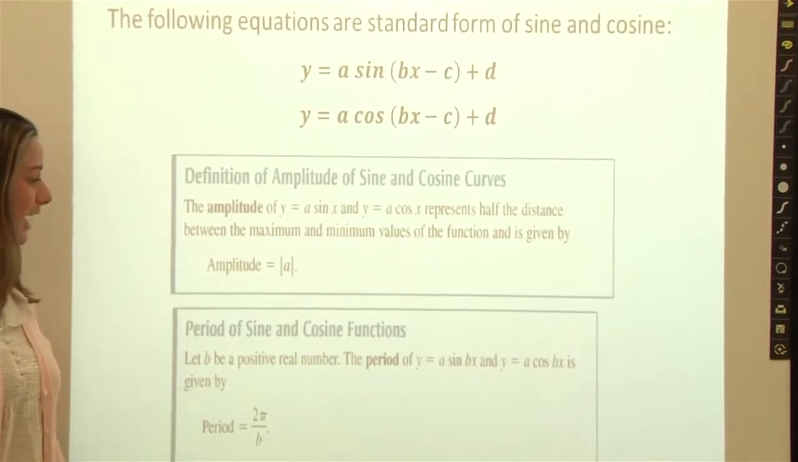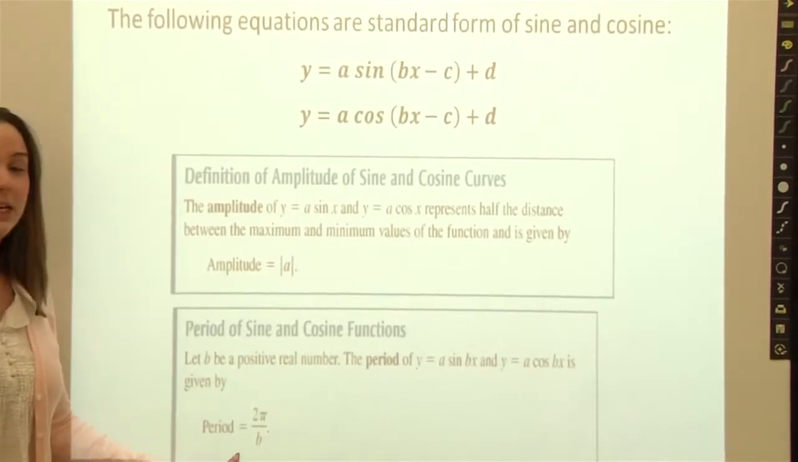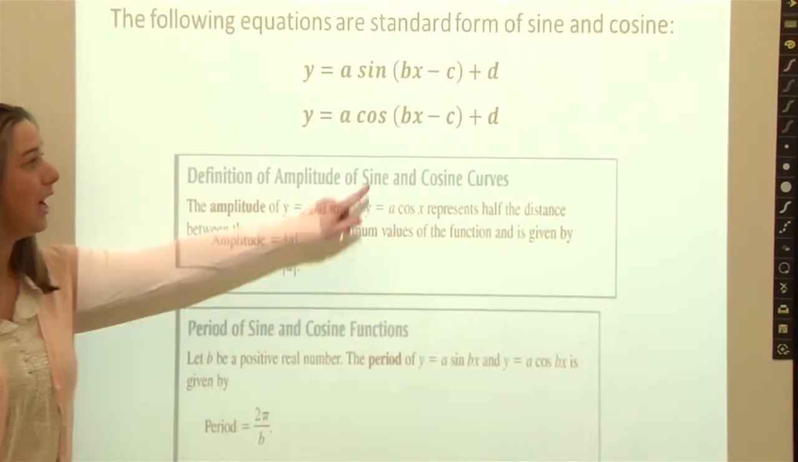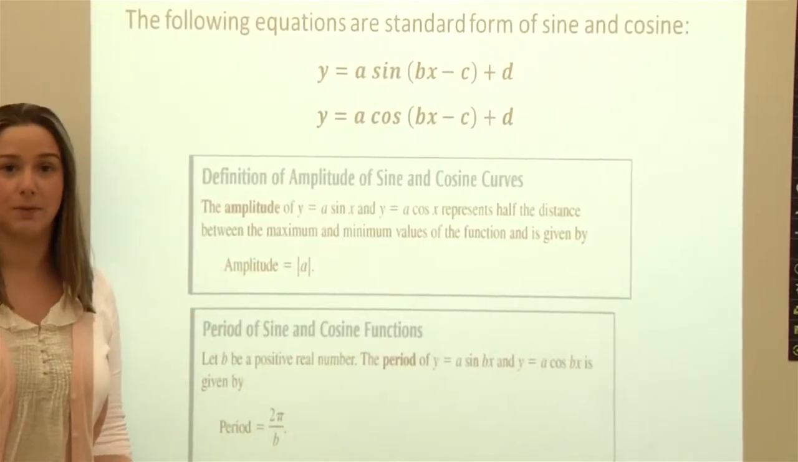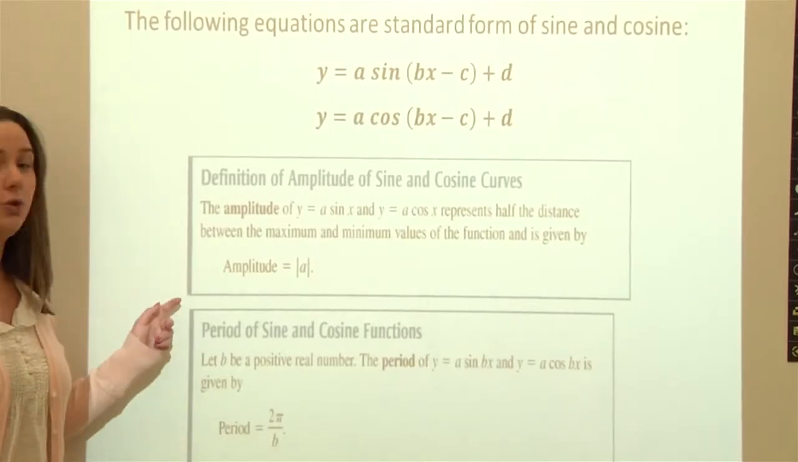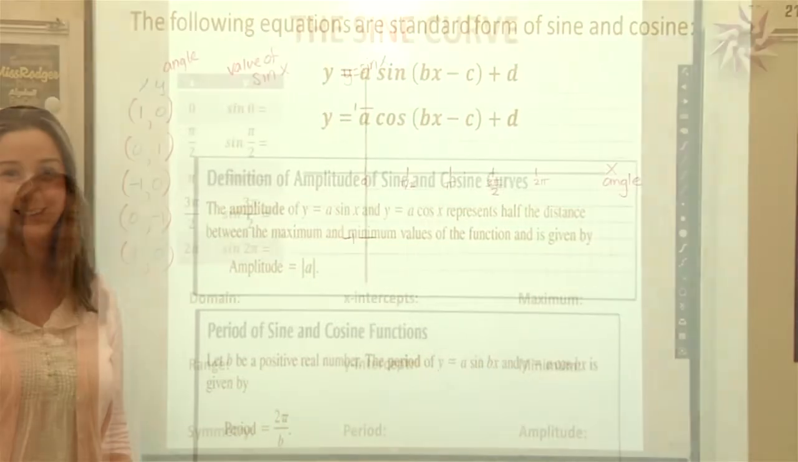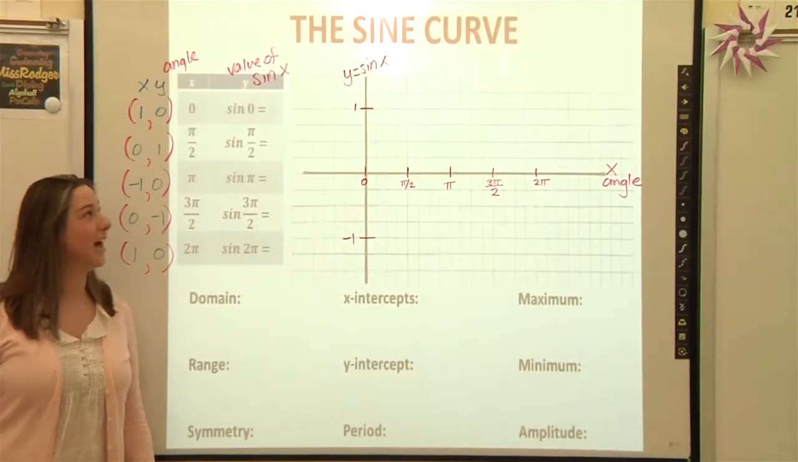The period of sine and cosine functions is going to be 2 pi over b, and we get our b value, again, from both of our standard form equations. These are both key aspects when graphing sine and cosine. Let's take a look at our sine curve.